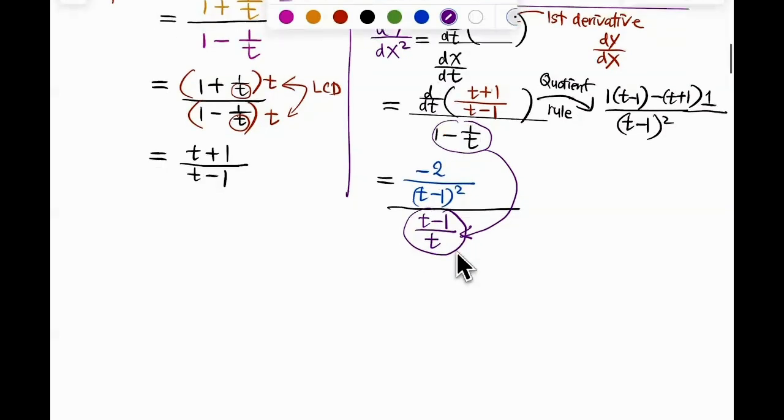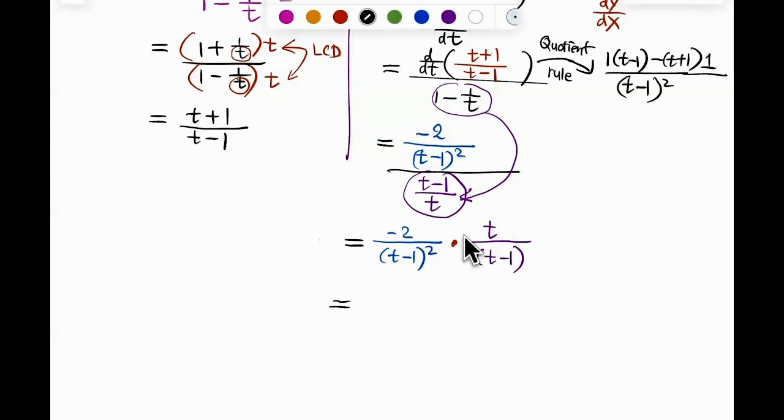Now if we do the algebra, dividing by this is the same as multiplying by the reciprocal, right? So negative 2 over t minus 1 squared, and then you times the reciprocal, so that will be t on top, and then t minus 1 down here. Simplifying this, then what do you get? Negative 2t over t minus 1 to the third power. Agree, right? But we're not going to stop here.